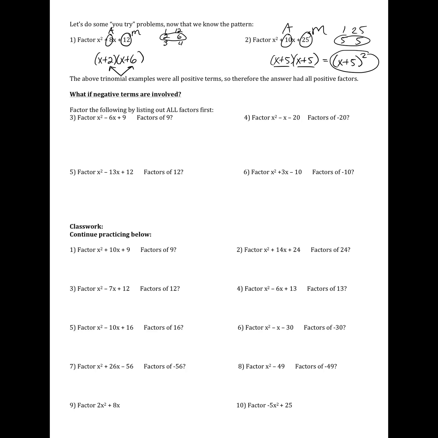Okay? The above trinomial examples were all positive terms, so therefore the answer had all positive factors. So when you see an all positive problem, you will have an all positive answer. Very easy. So what happens if negative terms are involved?